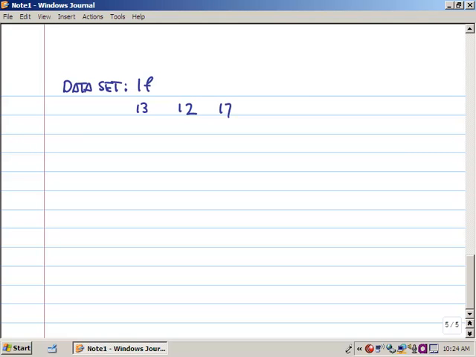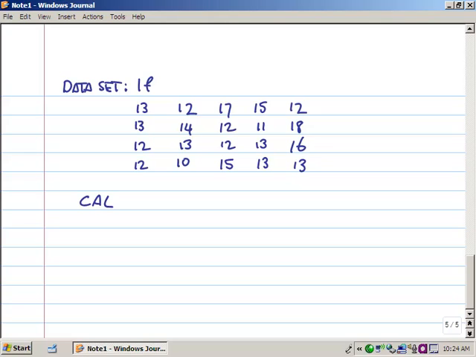12, 17, 15, 12, 13, 14, 12, 11, 18, 12, 13, 12, 13, 16, 12, 10, 15, 13, and 13.